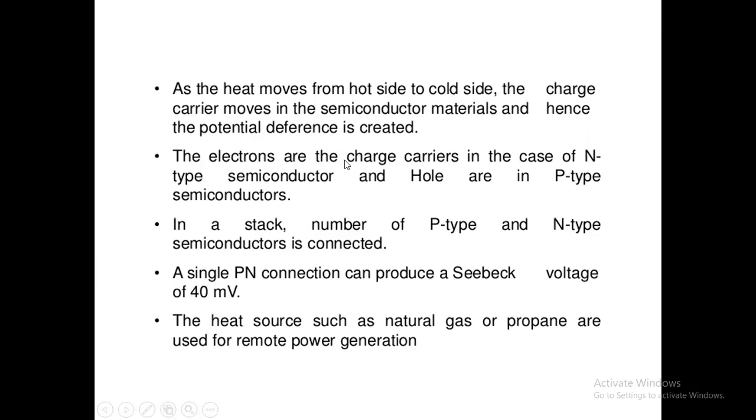The electrons are the charge carriers in the case of n-type semiconductor and holes are in p-type semiconductors, as seen in the previous figure. In the stack, a number of p-type and n-type semiconductors are connected. A single PN connection can produce a Seebeck voltage of 40 millivolts. The heat source, such as natural gas or propane, is used for remote power generation.